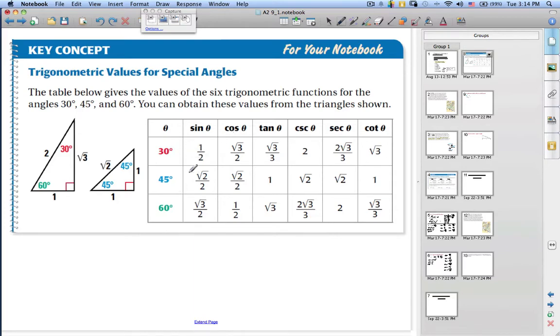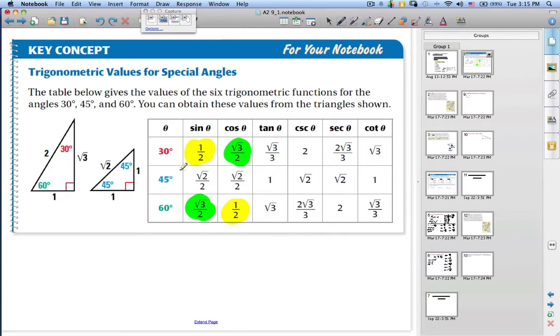I just want you to notice that when we have complementary angles, for instance 30 and 60, you'll notice that the sine of 30 is the cosine of 60, and that's because of the way the side opposite and the side adjacent switch places. Okay, and you'll notice then also that the tangents are inverses of each other. So equally, you'll find that the sine of 60 is the cosine of 30.